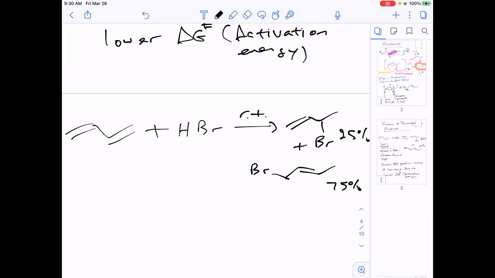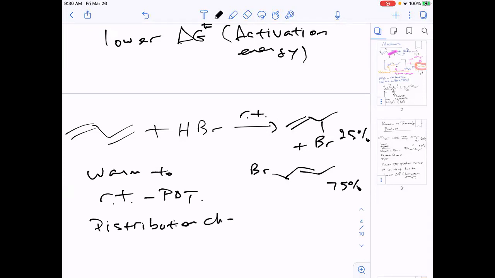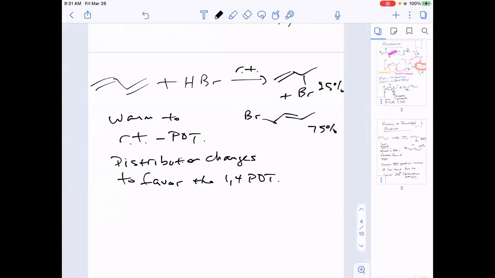If you warm it up, and it doesn't have to be much, if you go from -20 to 0, you're going to see a shift. But if you warm it up to room temperature, then the product distribution changes. Normally it's going to change in favor of the 1,4 product. So the 1,4, in this case, we call it the thermodynamic product.